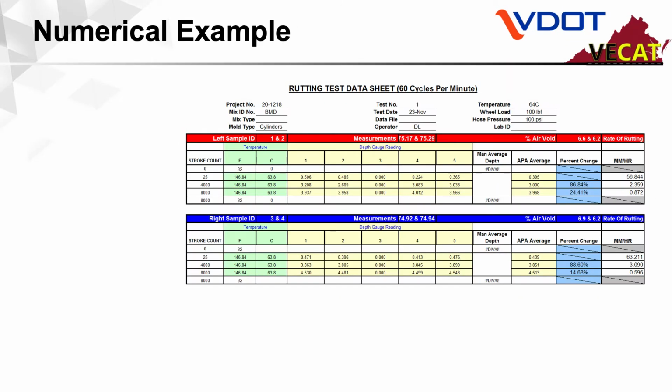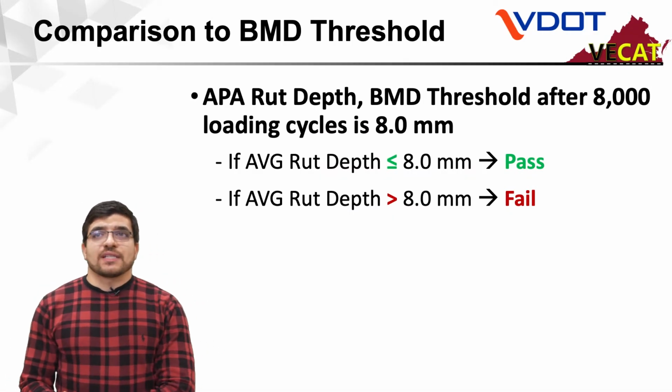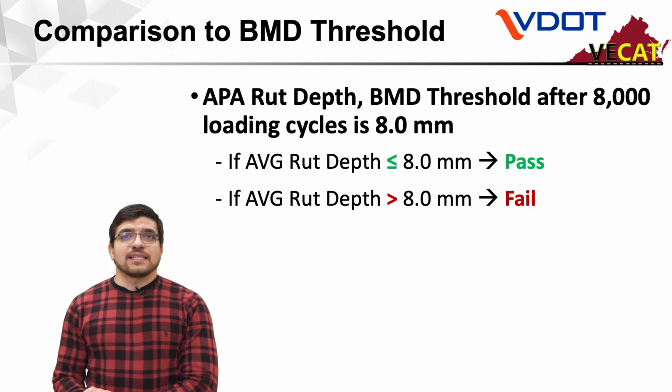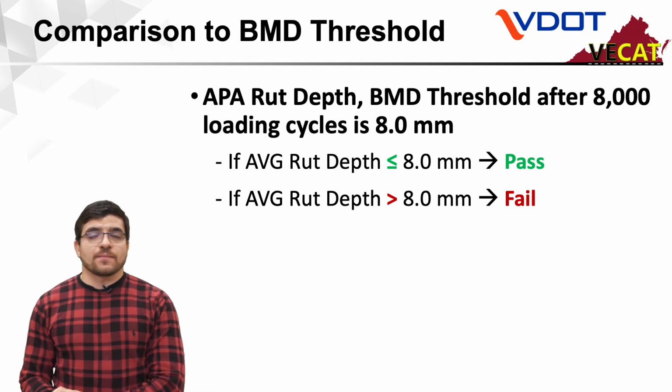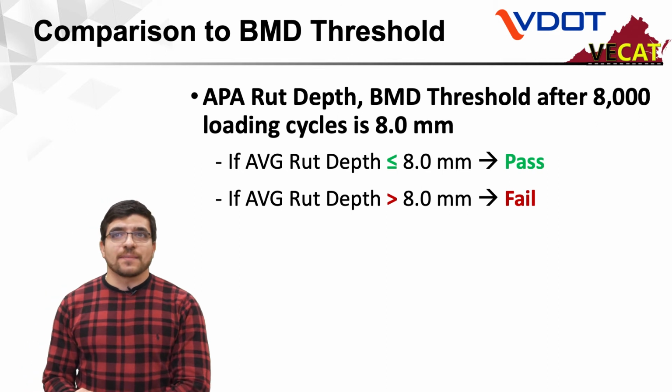So the following shows some of the data reported from the APA machine with automated measuring system to calculate an average rut depth after 8,000 cycles at 64 degrees Celsius. So after calculating the average rut depth after 8,000 cycles at 64 degrees Celsius, we need to compare this value to the balanced mix design threshold value of 8 millimeter.